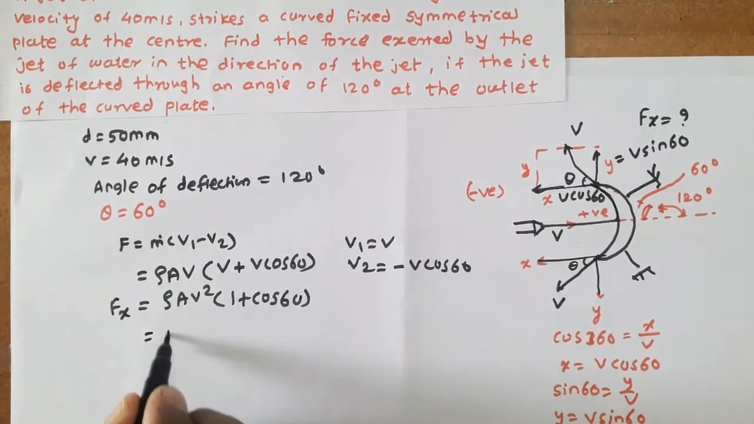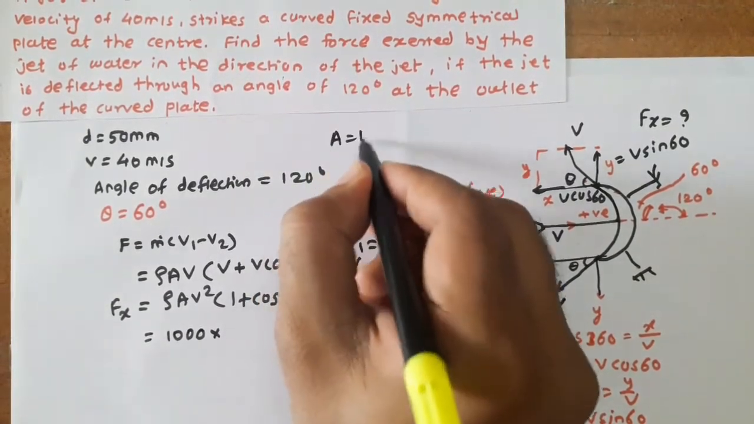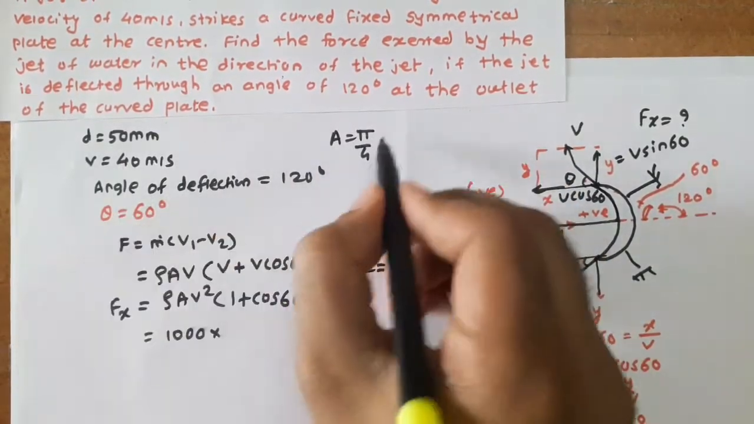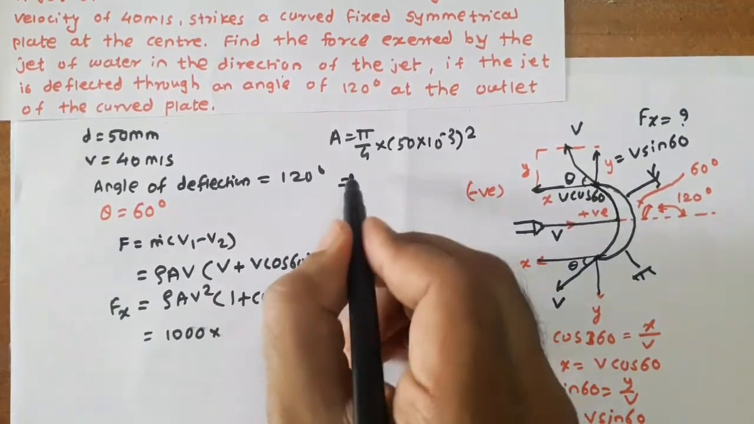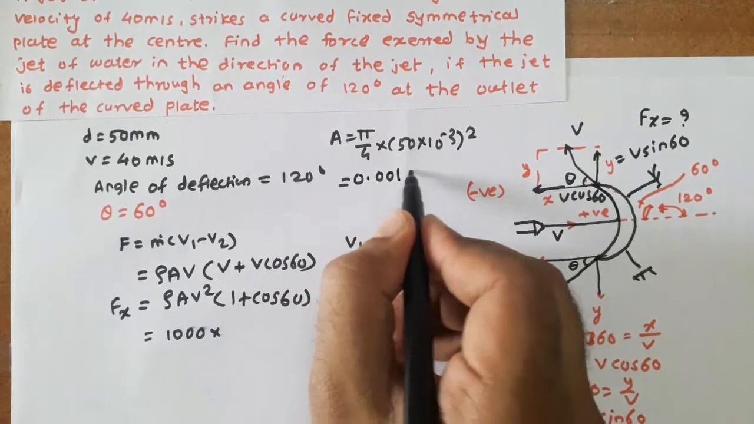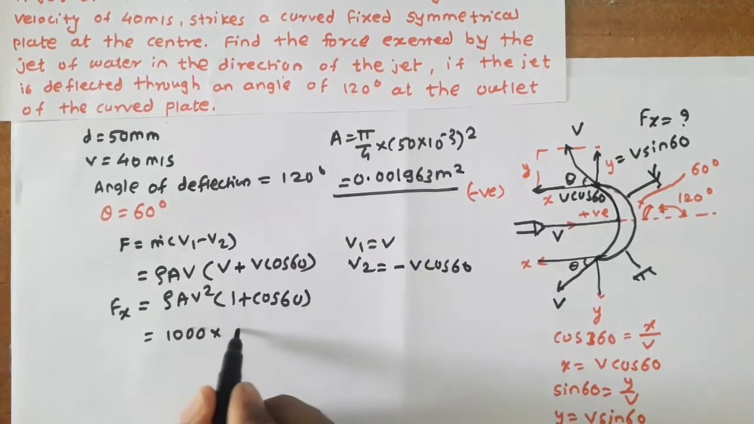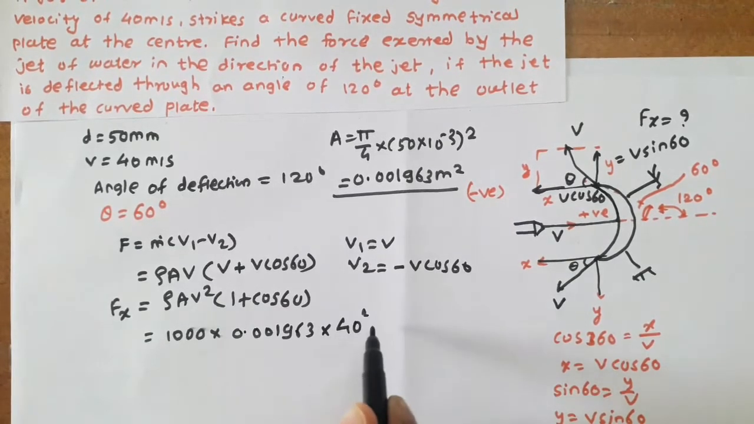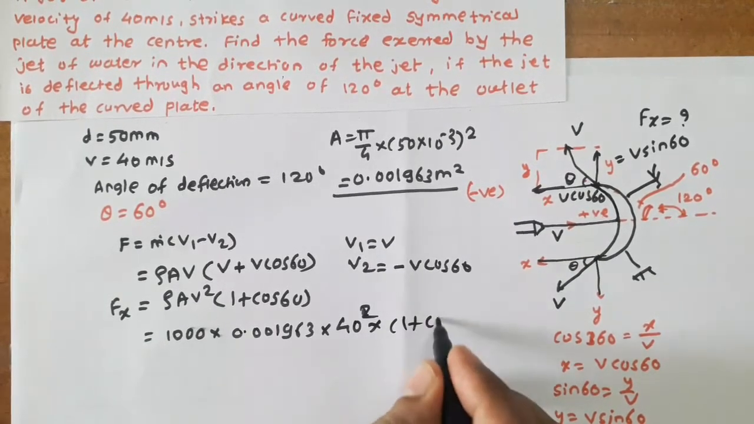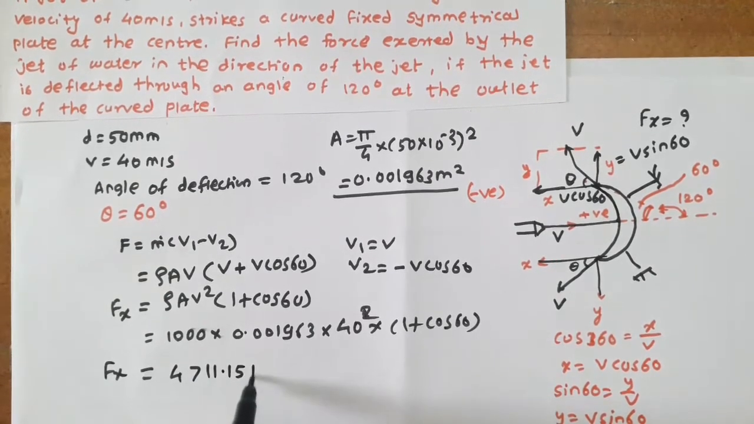Now the rho value is 1000. Area is pi by 4 times the diameter of the jet, 50 into 10 raised to minus 3, squared. So the area value for this case is 0.001963 meter square. Velocity of the jet is 40 squared, into (1 plus cos 60). Just simplify this equation, and we will get the final Fx force as 4711.15 Newton.